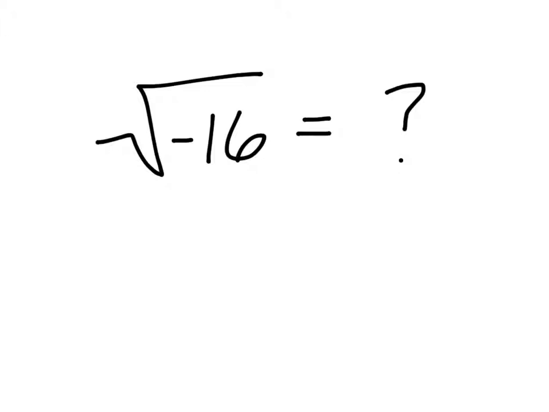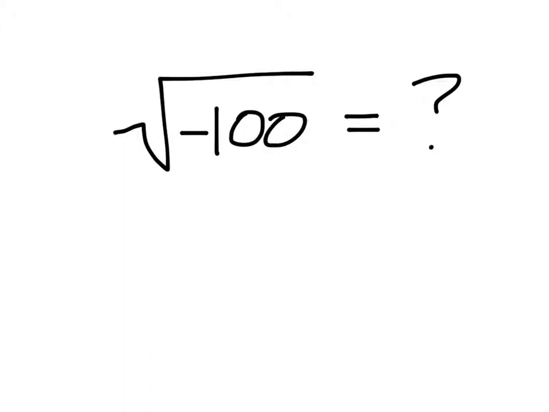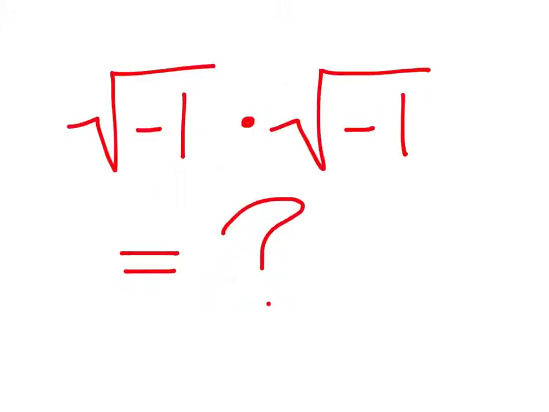What's the answer to this one? Plus or minus 4. Right, plus or minus 4i. What's the answer to this one? Plus or minus 10. Right. The square root of negative 1 times the square root of negative 1 is what? I? Not I. I squared? Not I squared.